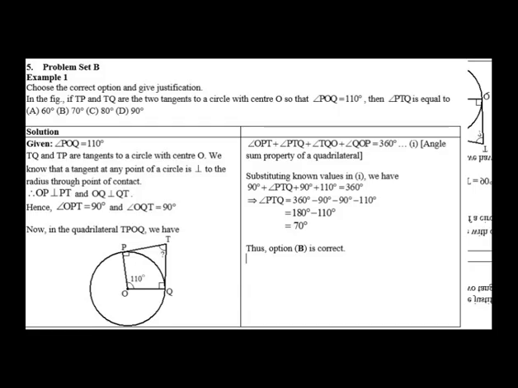Now in the quadrilateral TPOQ, we have angle OPT plus angle PTQ plus angle TQO plus angle QOP is equal to 360 degrees by angle sum property of a quadrilateral. Substituting the values, we get 90 degrees plus angle PTQ plus 90 degrees plus 110 degrees is equal to 360 degrees, which implies angle PTQ is equal to 360 degrees minus 90 degrees minus 90 degrees minus 110 degrees, which is equal to 70 degrees.